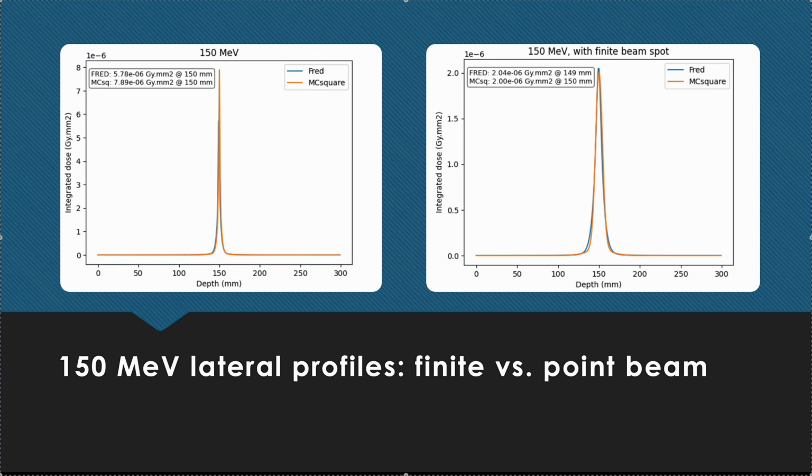At the starting of this PowerPoint, I showed you how I made the spot size equal to 0 for Fred. For MC square, I changed the value in their BDL file, the beam data library file. I made the energy spread equal to 0, or well, they were not accepting exactly 0 value, so I took the value of 10 to the power minus 3 and made the spot size almost equal to 0.